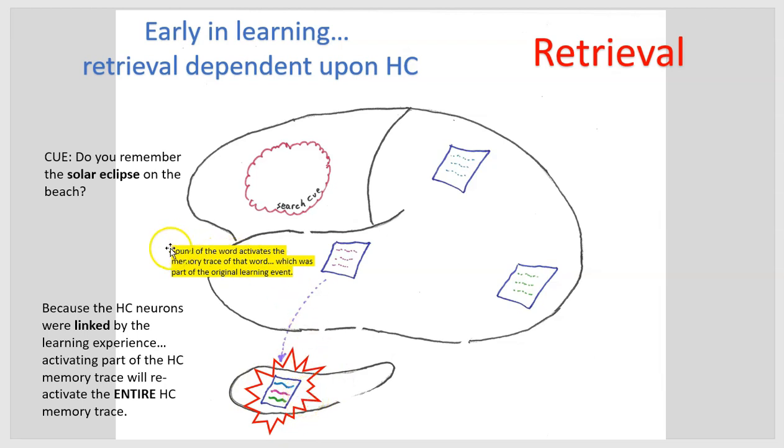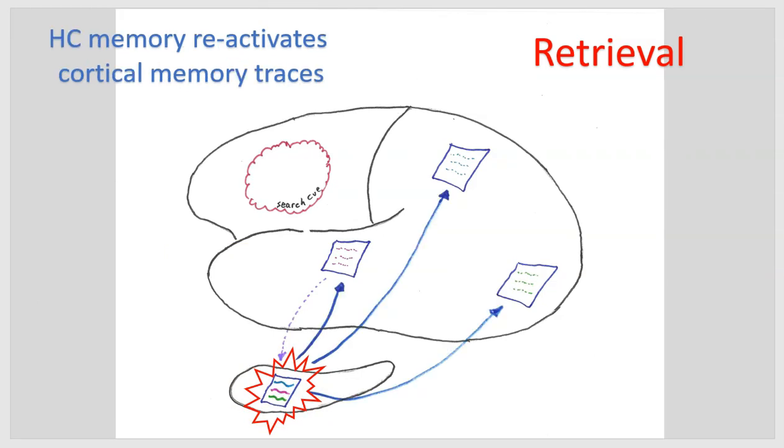So you see, it was just an auditory cue. Just the word solar eclipse coming in through my auditory channel. I'm not seeing anything or feeling anything in the moment. But because that pattern of activity was similar to the original learning event, I can now reactivate the hippocampal memory trace that was formed the day before. And when the hippocampal memory trace is now fully activated, then the hippocampus is going to be able to reactivate those cortical memory traces. And yes, there are two-way connections between the hippocampus and the cortex.